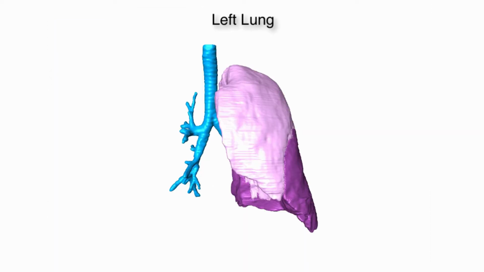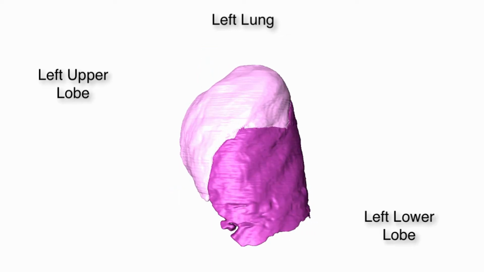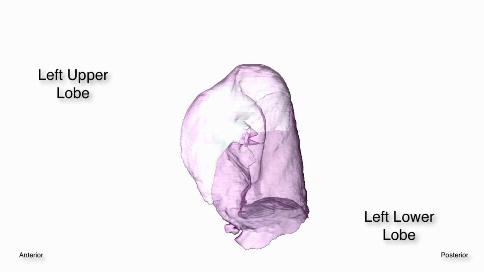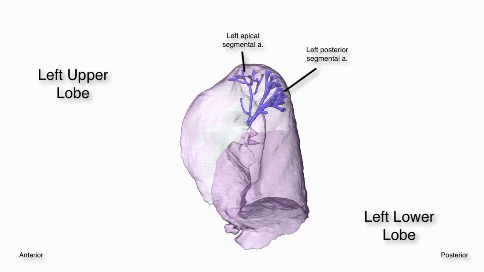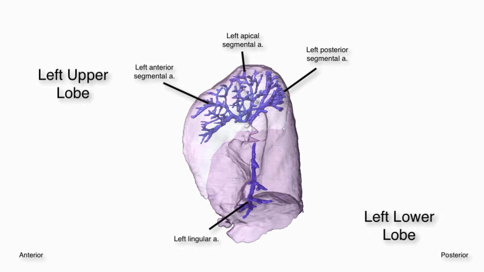First, we will talk about the left lung. The left lung is divided into an upper and lower lobe. The arteries that supply the upper lobe are the left posterior segmental artery, the left apical segmental artery, the left anterior segmental artery, and the left lingular artery.